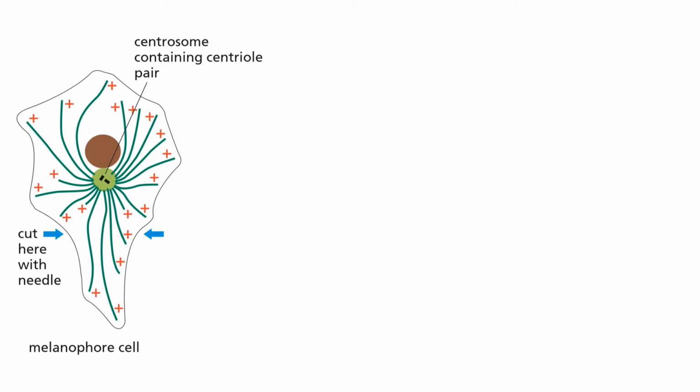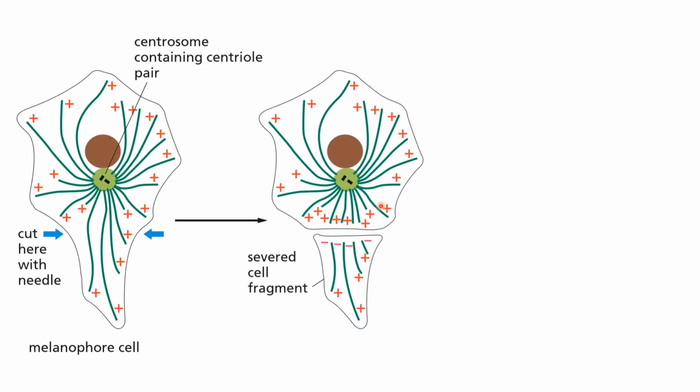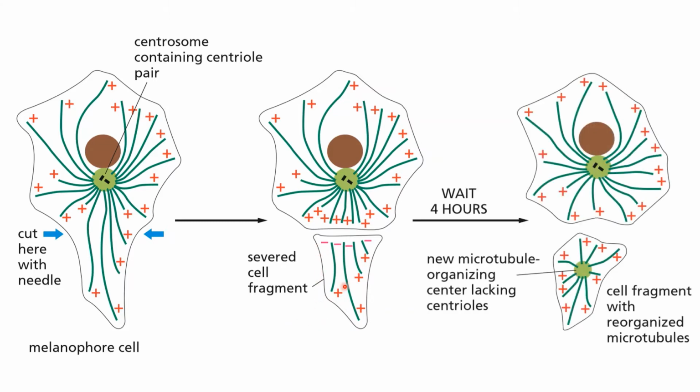And there are experiments where a cell, for example, like this melanophore, is divided into 2. Only this bigger portion has the organizing center; the smaller portion lost the organizing center, but still has the microtubules. What actually happens is that the microtubules will organize themselves even in the absence of the original centrosome, as you can see here. So there is really an inherent characteristic of organizing the microtubules.